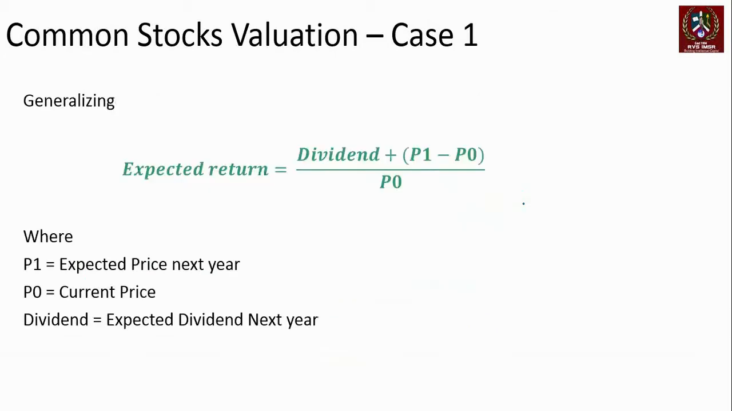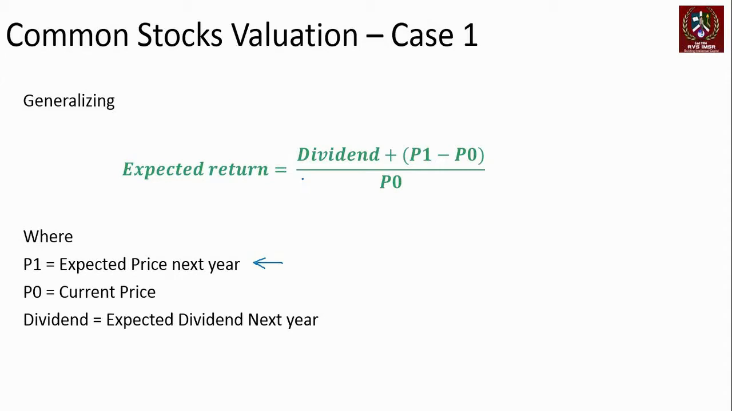So we can generalize this equation now. Generalizing, the expected return from a stock is the expected dividend next year plus the change in price, P1 being the expected price next year, P0 being the current price, divided by P0, which is the initial amount that you have paid. This is the expected return from a particular stock. Now let's try some mathematics on this. So far so good. We know the expected return and hence it becomes simpler.